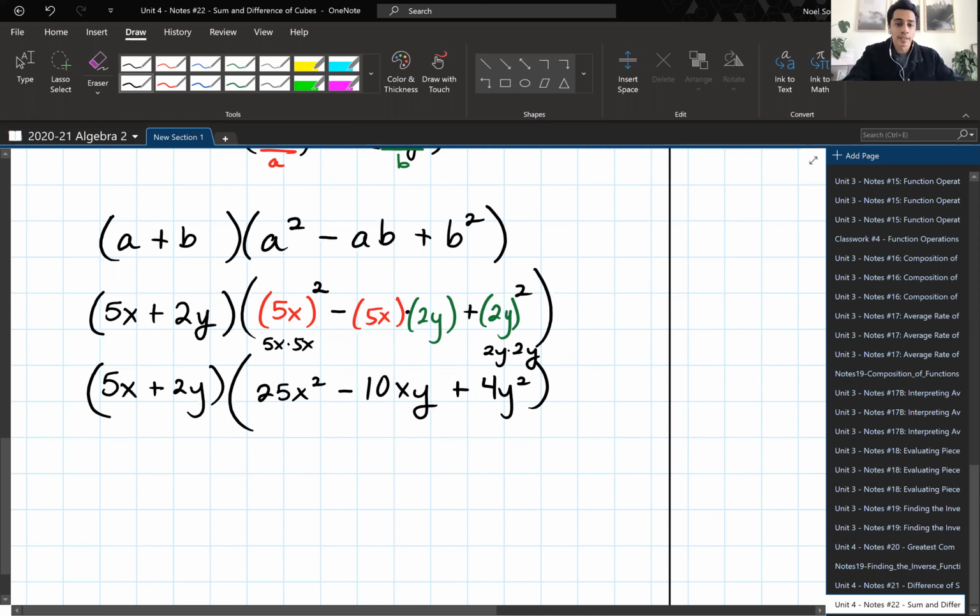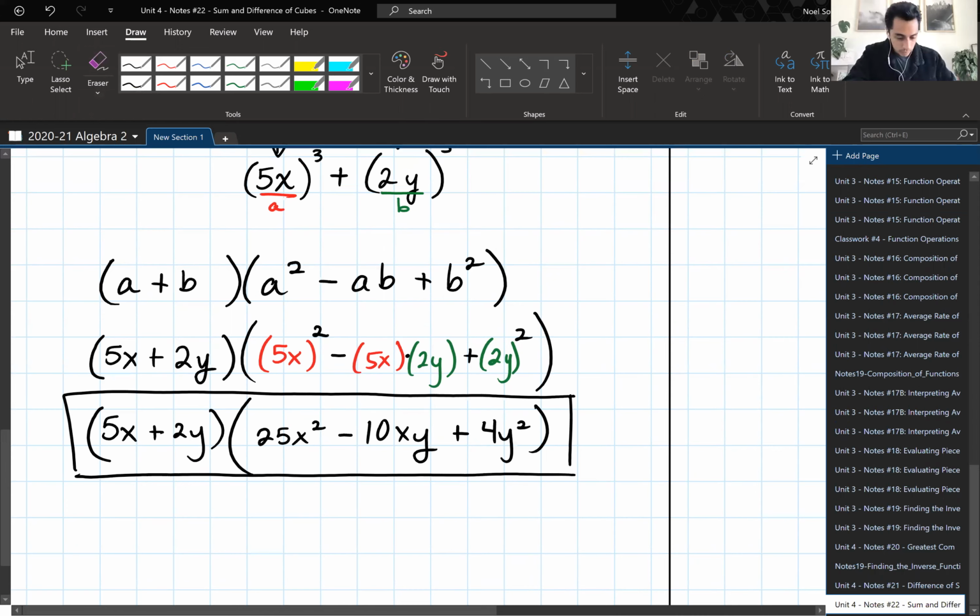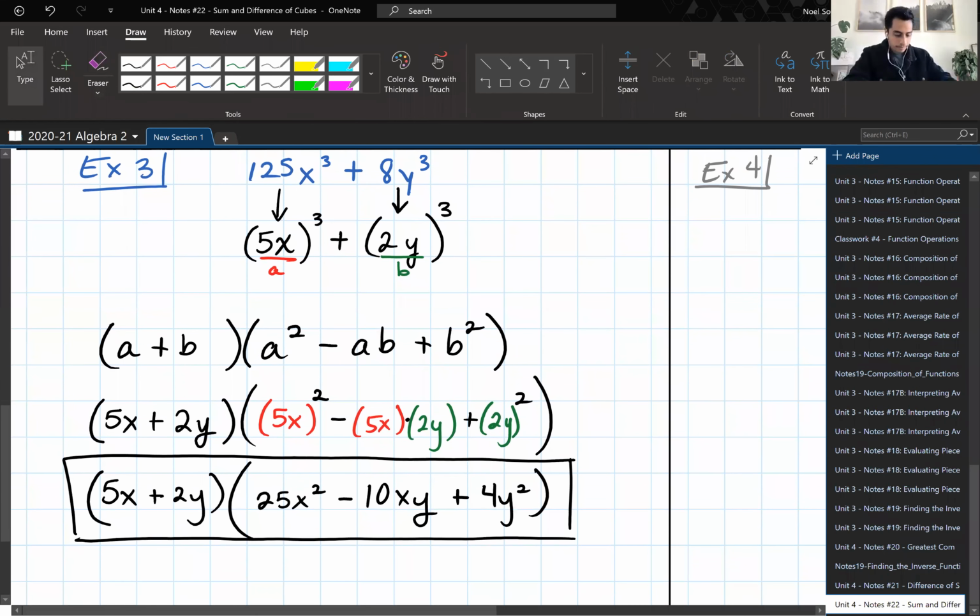So that would be my final form. Let me erase these just to clean it up a bit. This ends up being the factored form or the equivalent form of the sum of cubes from the beginning. All right, how many of you got that?